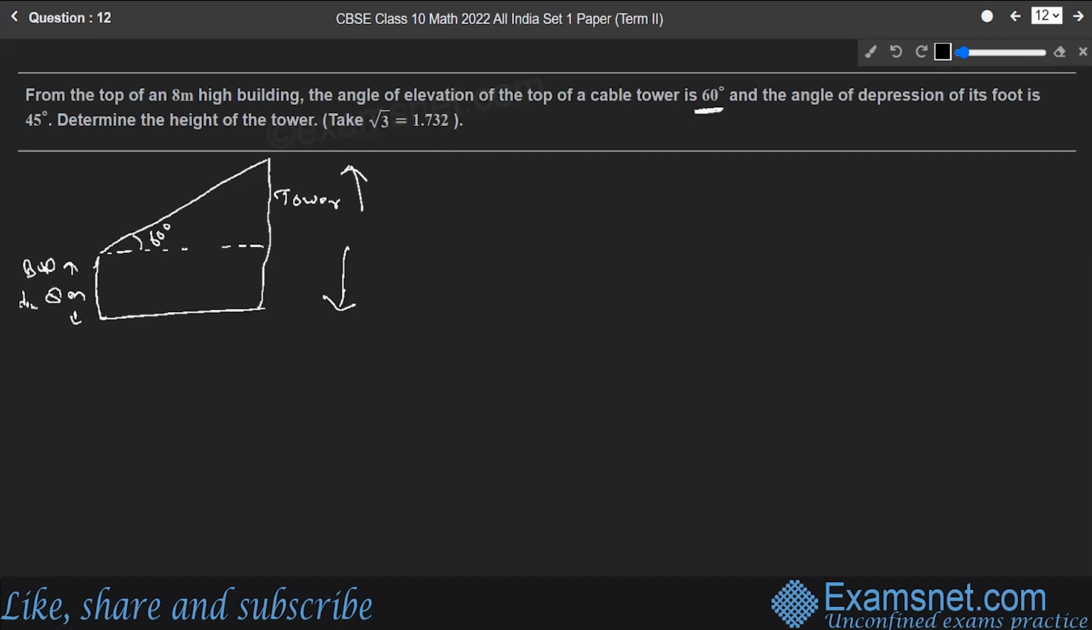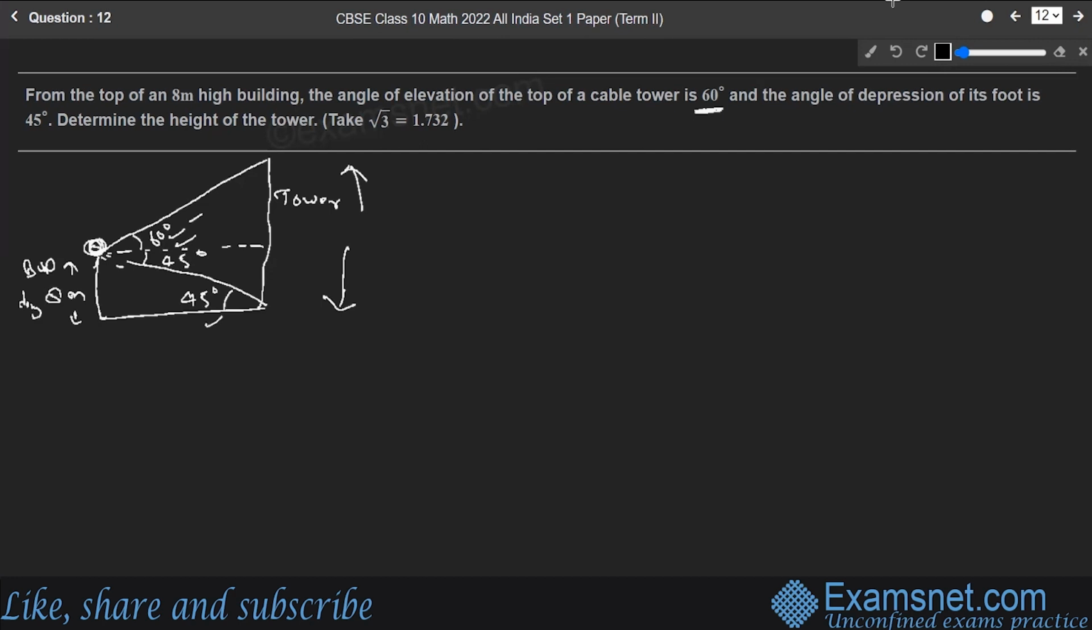Okay, this is the building. Now from the top of the building, the top of the tower has an angle of elevation of 60 degrees, and the foot of the tower, from the roof, has an angle of depression of 45 degrees. So this particular angle is 45 degrees, and as per the parallel line concept, the angle is reflected here. So these are the two angle values, 45 degrees here and 60 degrees here.